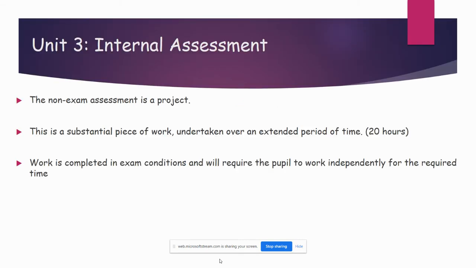So again, like I said, this is what I covered earlier. This is your coursework section. So this is non-exam based. However, it is done under exam conditions in a classroom. You have to work independently for 20 hours. But this is the unit where you learn all of your programming skills and you actually design and create your own program, usually well over 200 lines of Python coding.